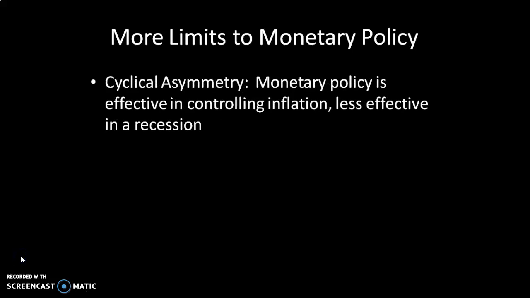Another limit to the effectiveness of monetary policy is something called cyclical asymmetry. And that's simply that monetary policy has proven to be quite effective at controlling inflation over the last generation or two, but it's been less effective in responding to a recession. It has been able to impact economic growth in a recessionary period, but it seems that the effects of the Fed are less in dealing with recession than in dealing with inflation.